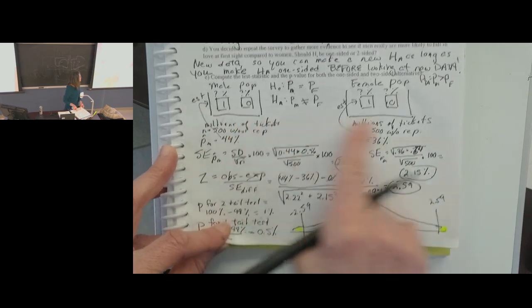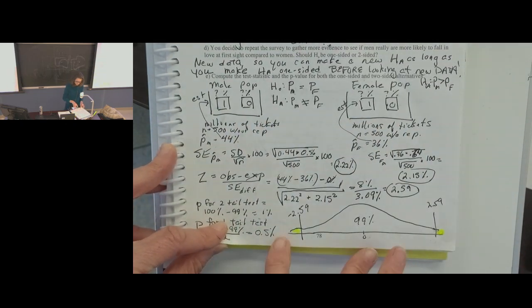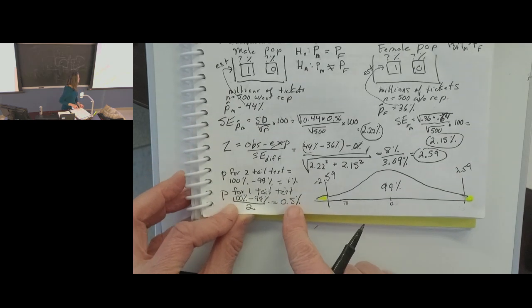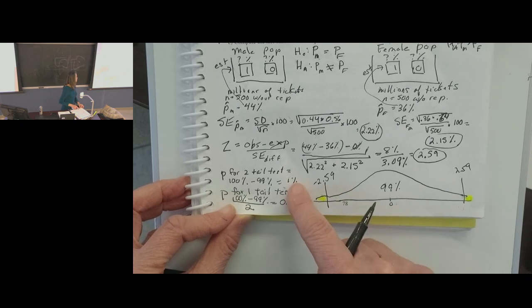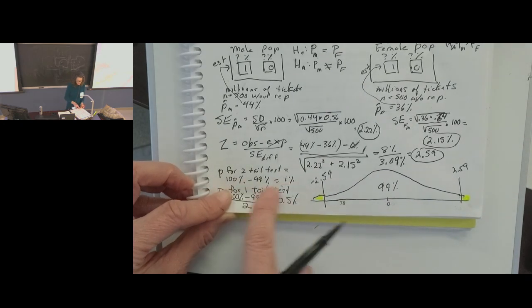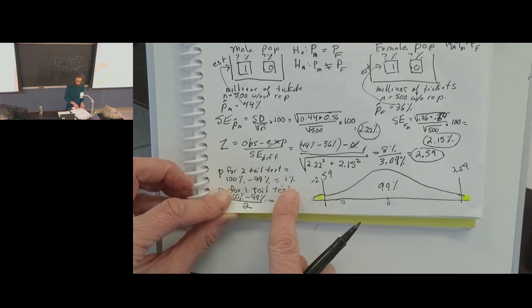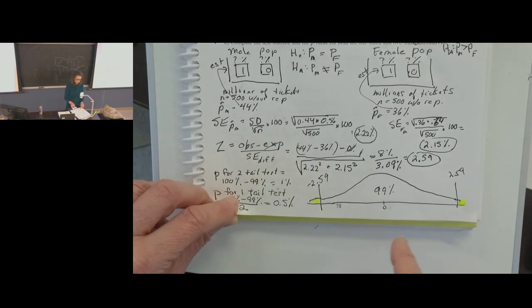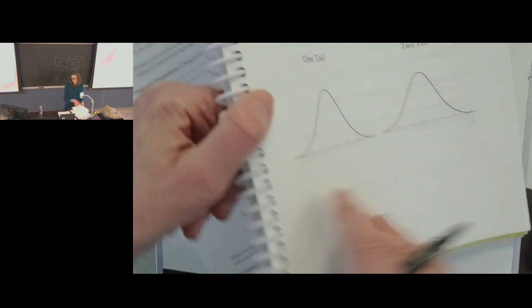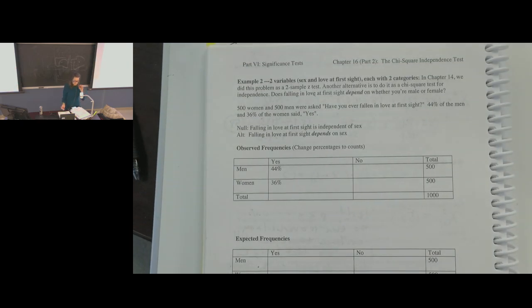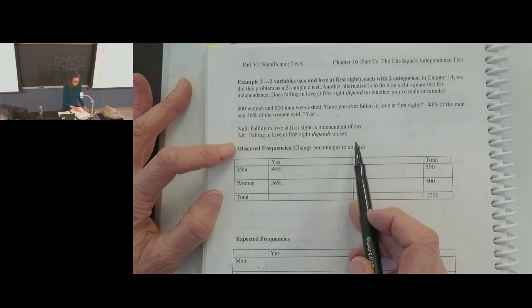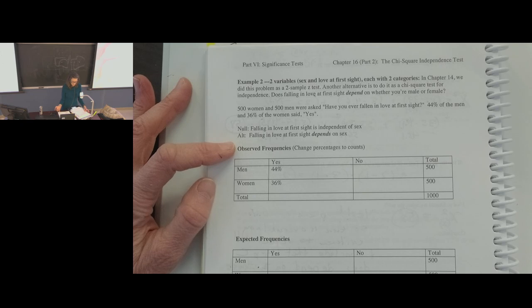We had this male, we did it as a 2-sample Z, and we got what? A p-value of, in the tails, if we did a 1-tail test, it was 0.5 or 1%. So let's see if we do it this way as a 2-tail test with 1% p-value, and now let's see if we get the same answer as we did here. So let's try it. It's the same data, but with chi-square: is falling in love at first sight independent of whether you're male or female, or does it depend on sex?